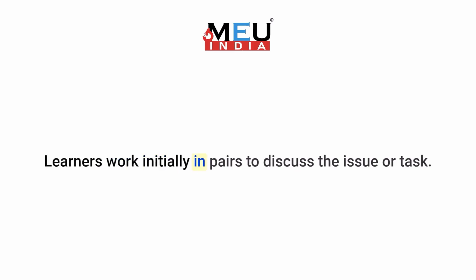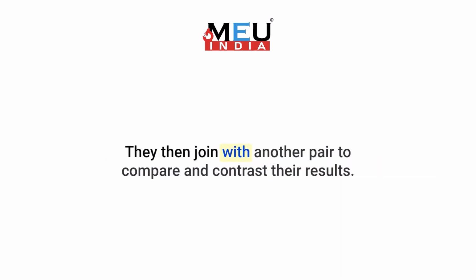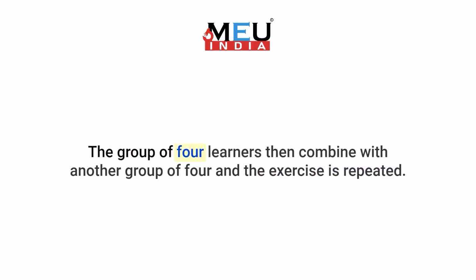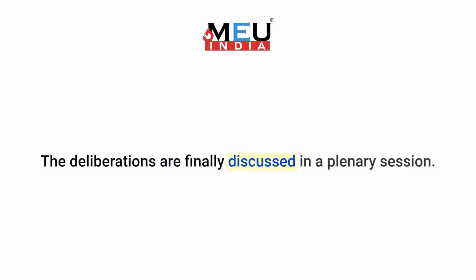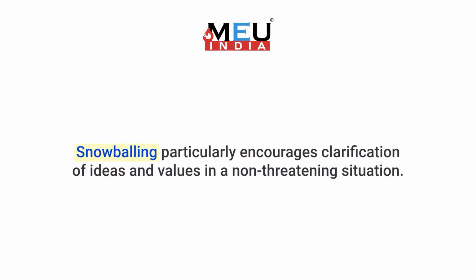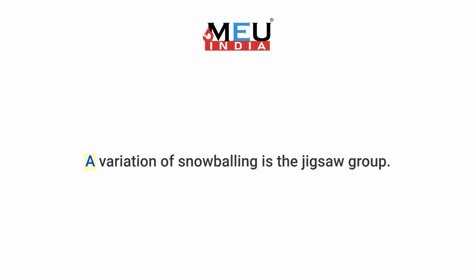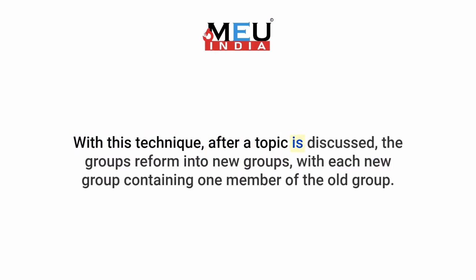Snowballing. Learners work initially in pairs to discuss the issue or task. They then join with another pair to compare and contrast their results. The group of 4 learners then combine with another group of 4 and the exercise is repeated. The deliberations are finally discussed in a plenary session. Snowballing particularly encourages clarification of ideas and values in a non-threatening situation. A variation of snowballing is the jigsaw group. With this technique, after a topic is discussed, the groups reform into new groups, with each new group containing one member of the old group.